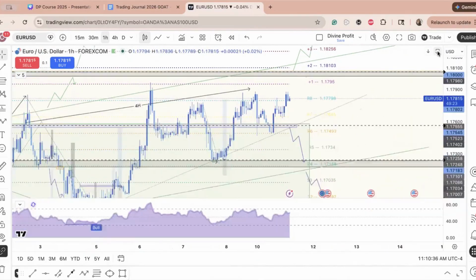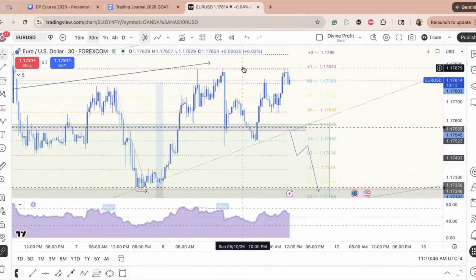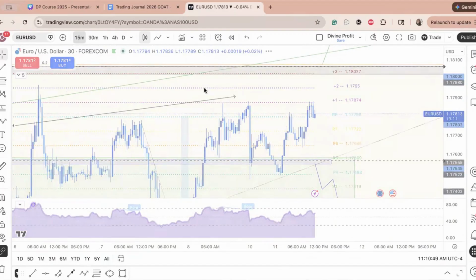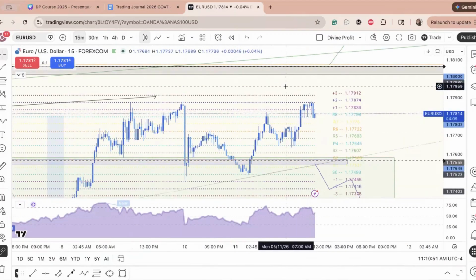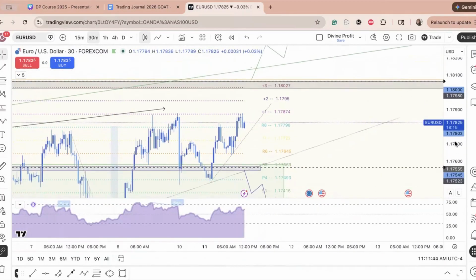I want more confluences. There was bearish divergence here, but it already pushed down. I'm not really seeing the freshest bearish divergence on the lower time frame yet. That's what I'm looking for for EURUSD.